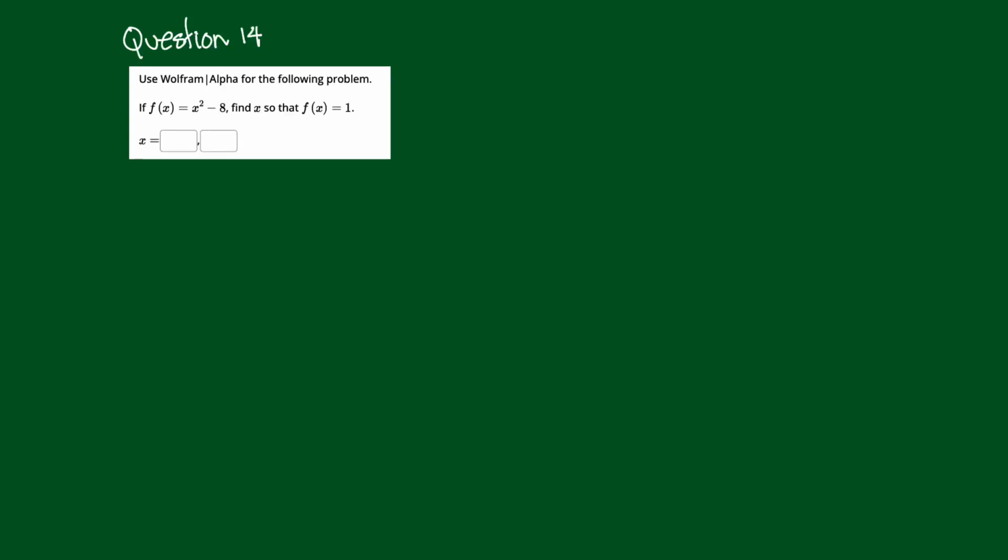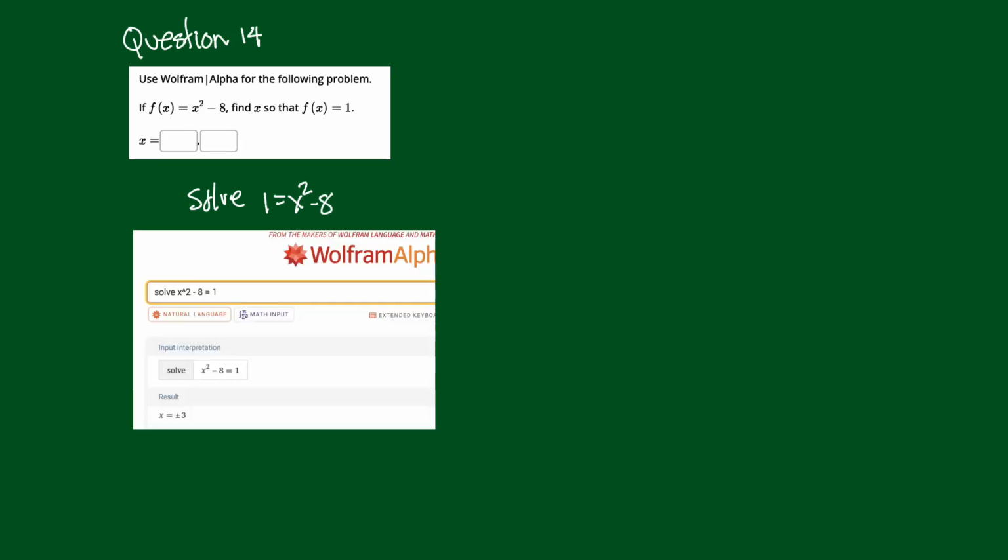Question 14, we're going to use Wolfram Alpha to find what values of x are going to make this equal to 1. So I want f of x equals 1. I'm going to type in solve 1 is equal to x squared minus 8 and see what happens. Here's what it looks like: x is equal to plus or minus 3. So I will write this as x equals negative 3, positive 3.